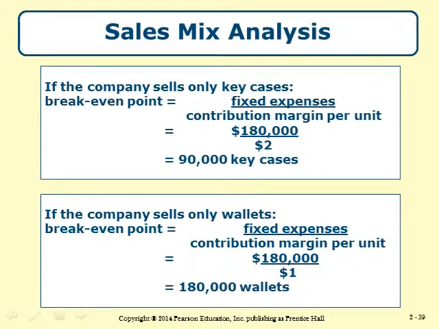So suppose Ramos Company sells only key cases and fixed expenses stay at $180,000. The break-even point is then 90,000 key cases. If Ramos sells only wallets and fixed expenses stay at $180,000, we can see by calculation that the break-even point is 180,000 wallets.